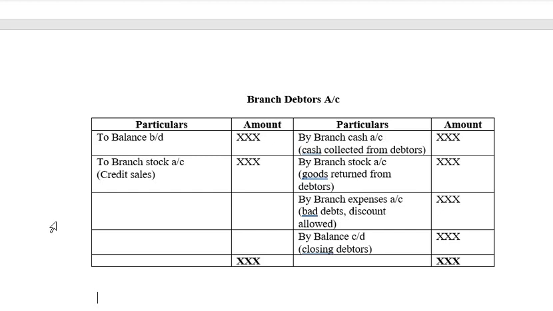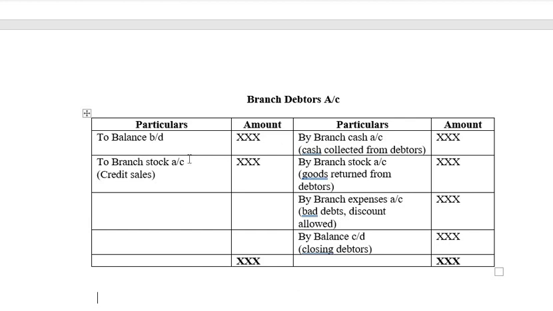We have already seen this particular account, and we have also solved problems on it. So this is nothing but the branch debtors account. To the debit side, you have to balance brought down. Next, you have to branch stock account, in the bracket credit sales. So if you prepare branch debtors account, we get to know the amount of credit sales. Next, to the credit side, you have branch cash account, cash collected from debtors. By branch stock account, goods returned from debtors. By branch expenses account, bad debts and discount allowed. By balance carried down, this is nothing but the closing balance.